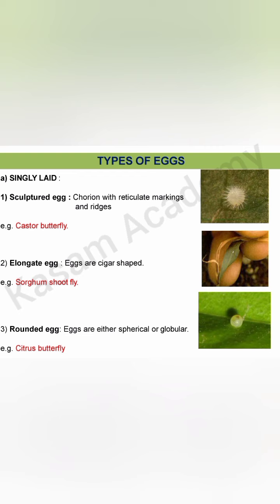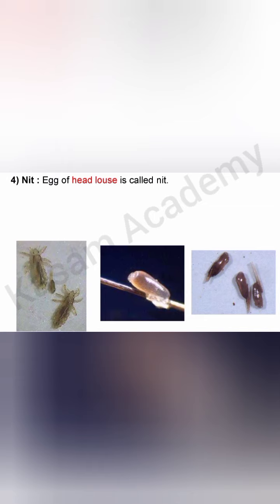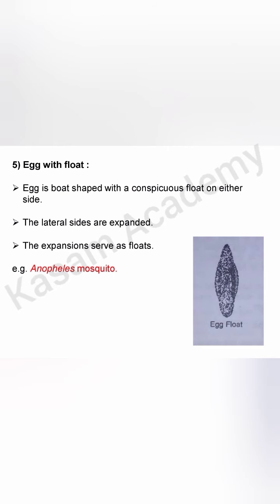These all three different types of eggs are singly laid. That means one egg is laid at one place, so these are not in groups. Here in this image you can see the nit, the egg of the head louse. The next type of egg is the egg with a float.